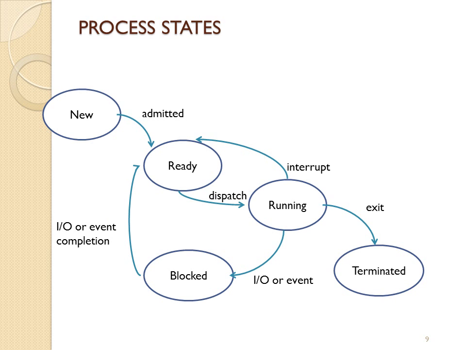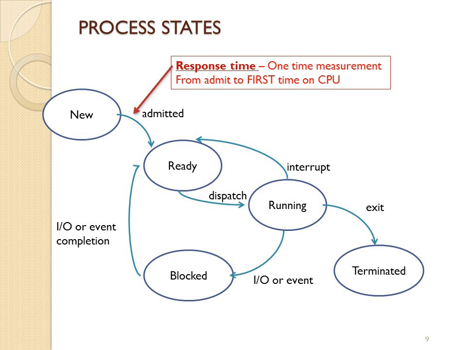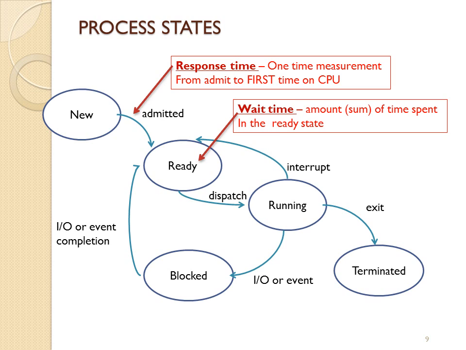So here's the same information only on the diagram. This is a state diagram, and response time is a one-time measurement from when a process gets admitted into the system and first gets on the ready queue. And then the wait time is the sum of the time that a process has spent waiting in the ready state. So the response time is the first measurement of the wait time.